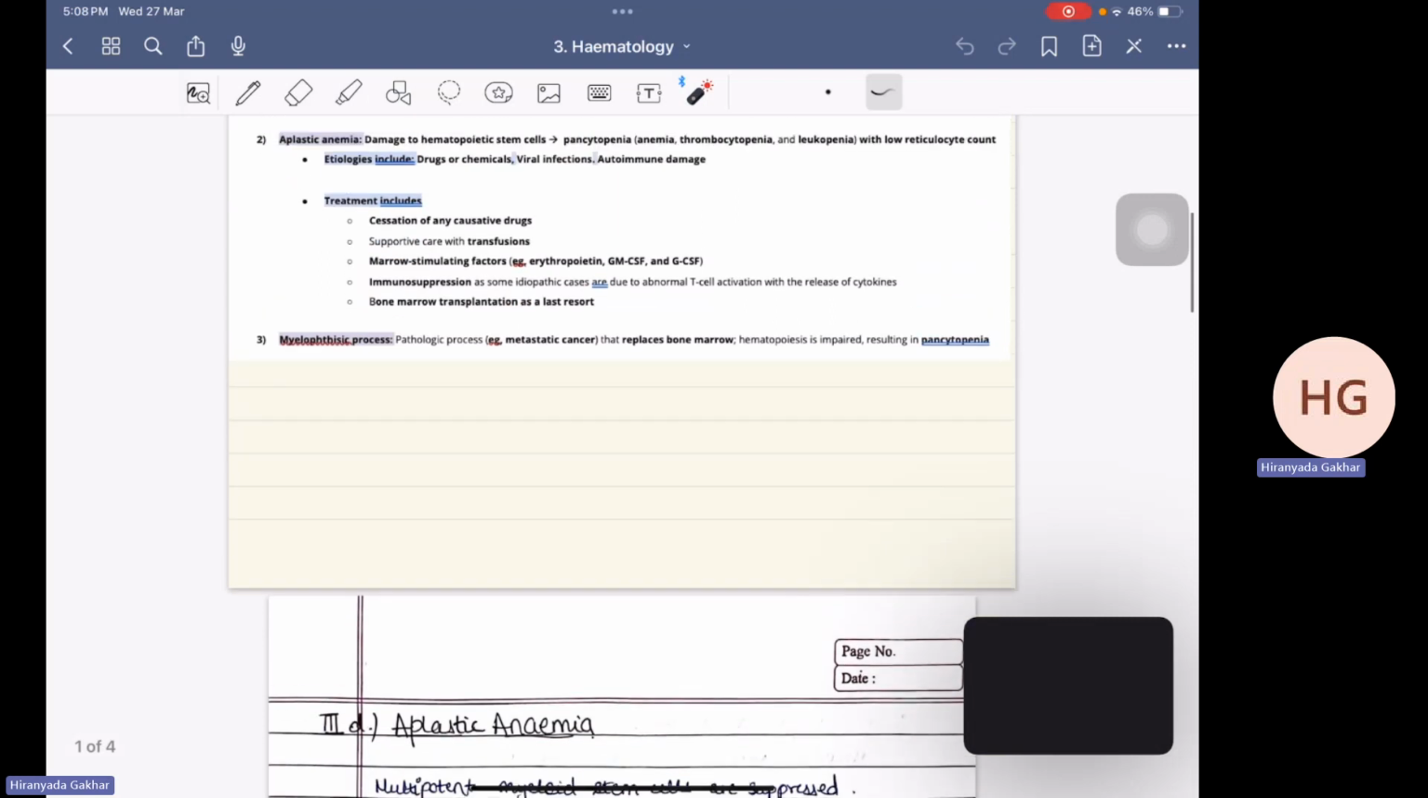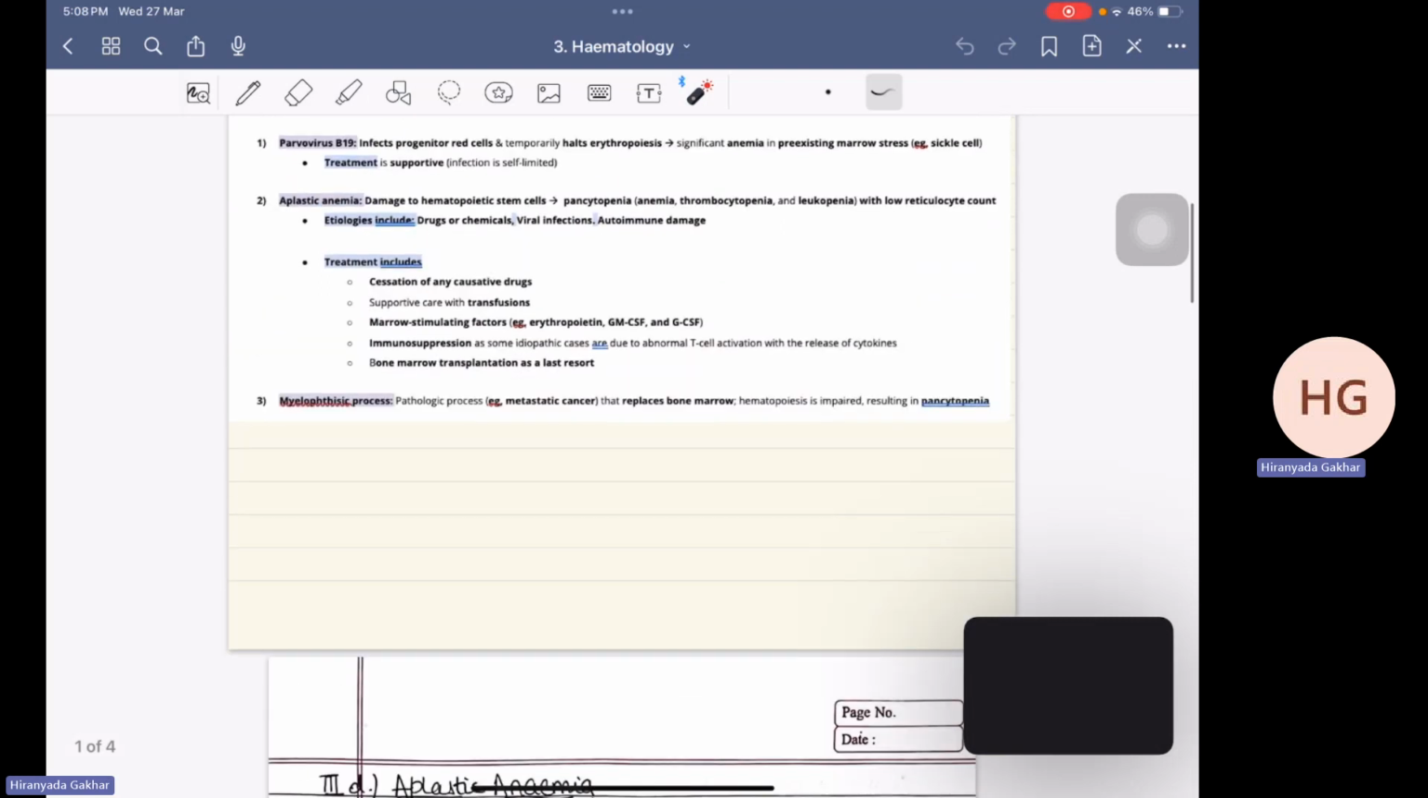The next part of the question says aplastic anemia. The basic definition for aplastic anemia is that there is damage to the hematopoietic stem cells, which leads to pancytopenia. Now, whenever I say pancytopenia, we need to remember that there will be anemia due to decreased RBCs, thrombocytopenia due to decreased platelets, and leukopenia due to decreased leukocytes, and of course, with the low reticulocyte count. Etiologies or causes include exposure to drugs and chemicals, viral infections, and some kind of autoimmune damage. I will discuss the treatment at the end of this lecture.